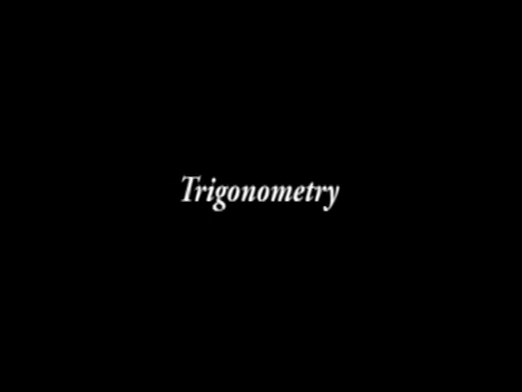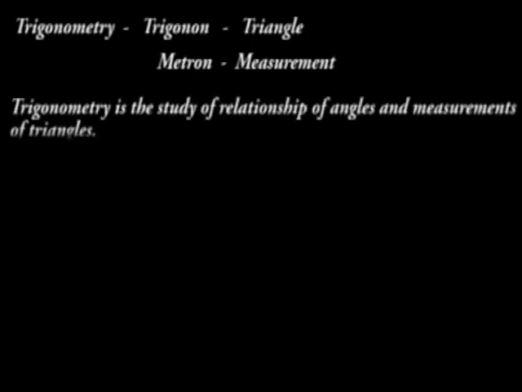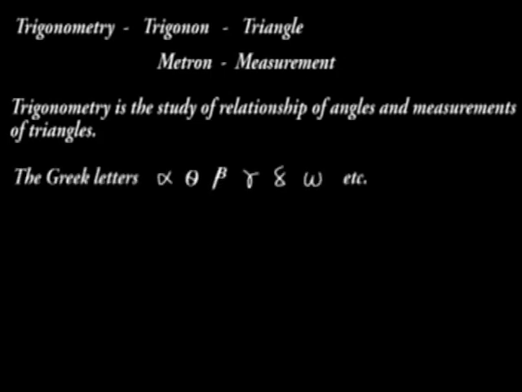Trigonometry. The word trigonometry is borrowed from two words, trigono, meaning triangle, and metron, meaning measurements. Trigonometry is the study of relationships of angles and measurements of triangles. The Greek letters alpha, theta, beta, gamma, delta are used to indicate or denote angles. We've seen how sides of a right-angled triangle are related by the Pythagoras theorem. Here we study the relationship of acute angles and the sides of right-angled triangles.